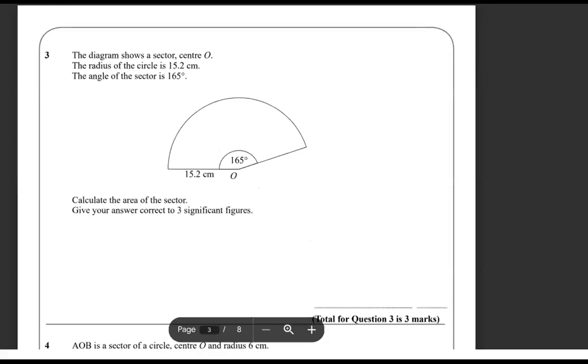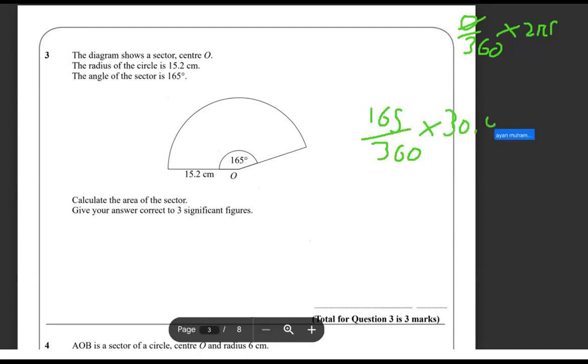So I'm just trying to charge my pen to see what we can try on the screen. So it's going to be angle over 360 times 2 pi r. That's the length of the arc. So for example, now this one is going to be 165 over 360 times 2 pi times 3. You put that in the calculator. That's it.